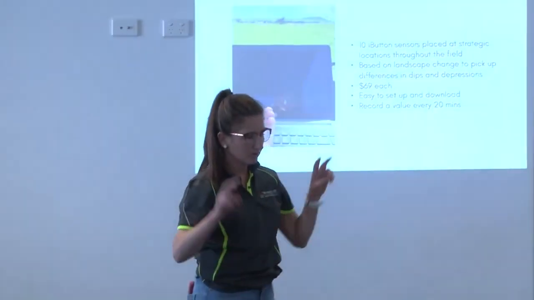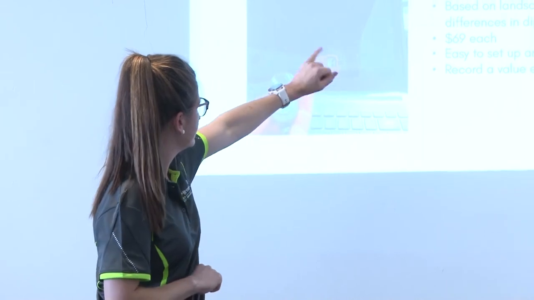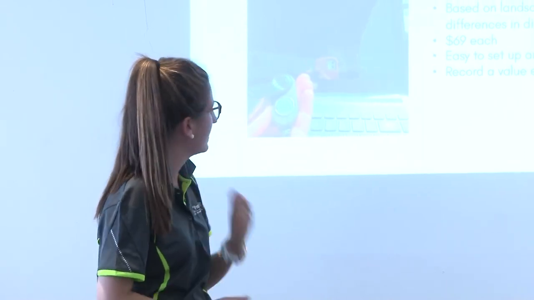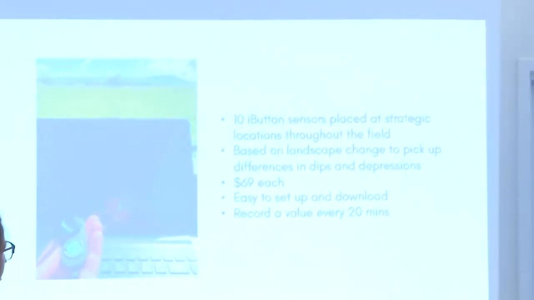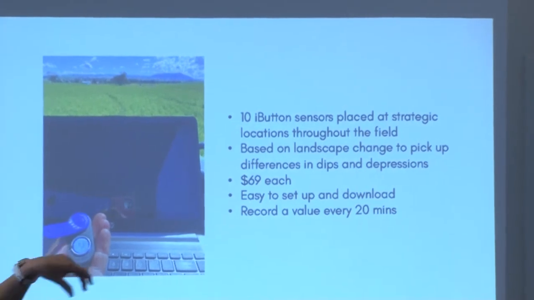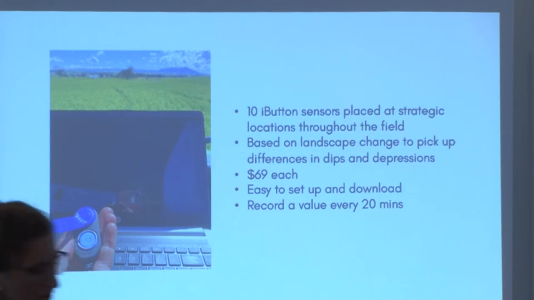So this year, just to ground truth that landscape change map, I placed, last year, 10 of these iButton sensors as part of the GRDC Frost Extension project, and also as part of this Agrifutures project, at different landscape change locations throughout the field. They're not expensive. They were $69 each plus a little recorder thing, and they record a value every 20 minutes. The longer you set them to collect a value, the longer the battery or the memory will last. But they were very easy to use.